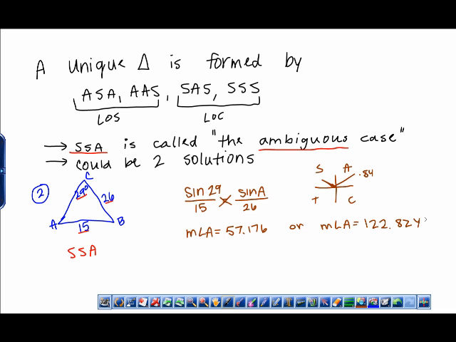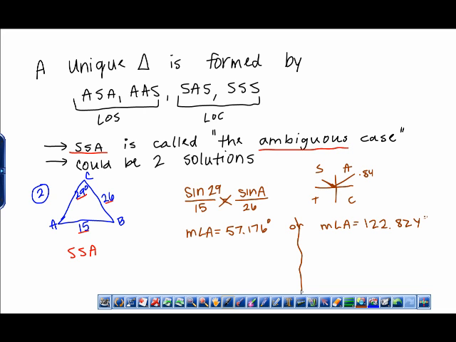122.824. And so not only at this point do I have two possibilities for angle A, that's going to mean that I have two possibilities for angle B and then two possibilities for side C. Now you can actually continue this problem this way, and I have actually taught this way before. It's not that hard, but it's very tedious, lots of chances to make a mistake.